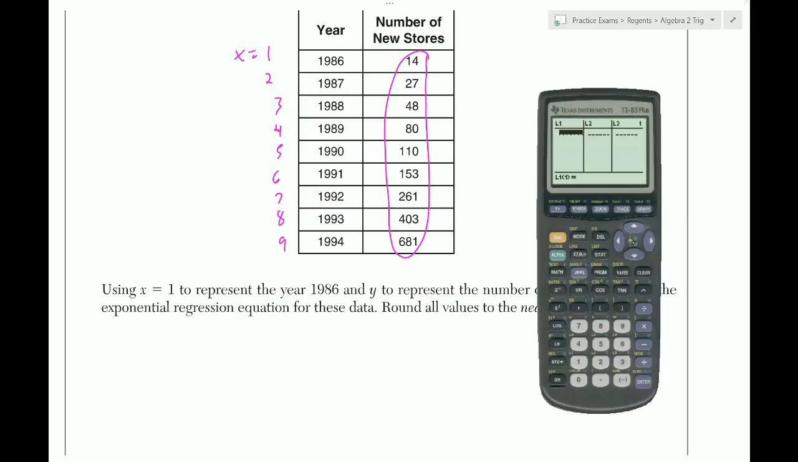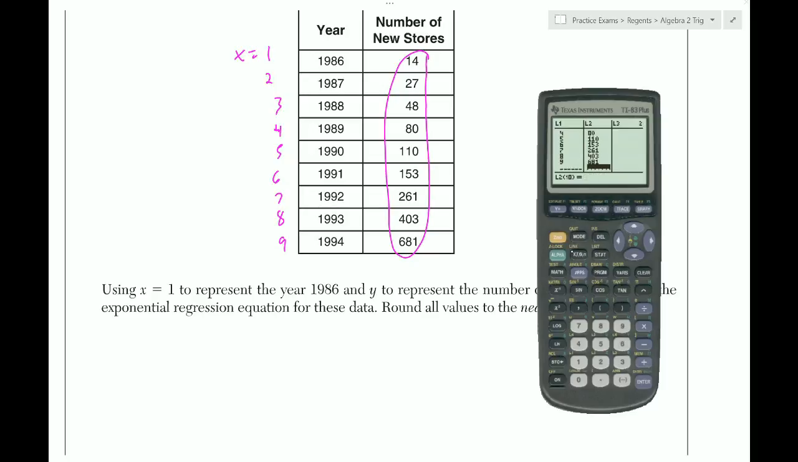So from here, I'm just going to put in my values of 1, 2, all the way up through 9, and I scroll over to the second column, and I enter my y values, 14, 27, 48, 80, 110, 153, 261, 403, 681.